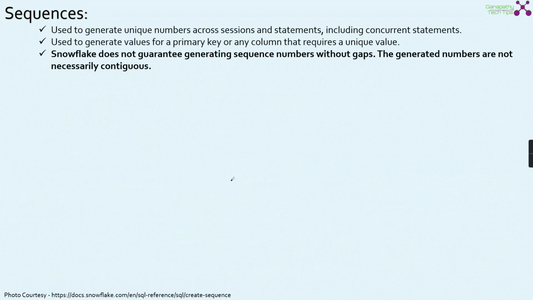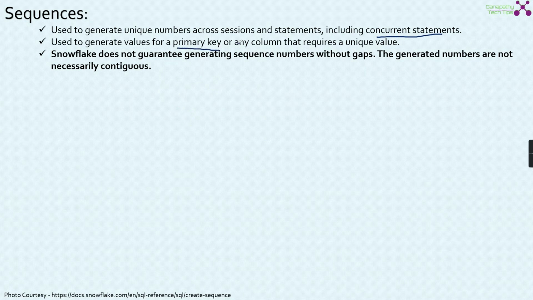Now we are going to discuss sequences within Snowflake. Sequences are an interesting feature which is predominantly available in most database systems to generate a uniquely identifiable value, which is a continuously running value as well. So sequences are used to generate unique numbers across sessions and statements, including concurrent statements. They are used to generate the values for the primary key.